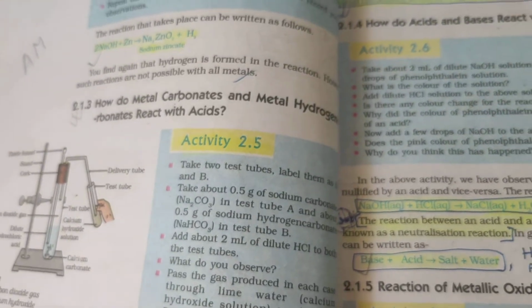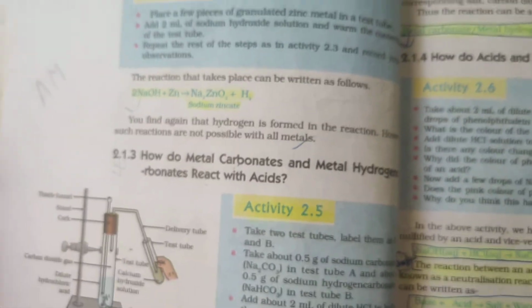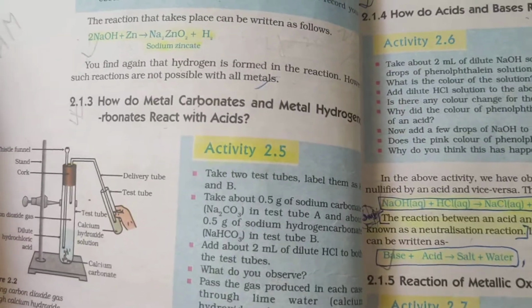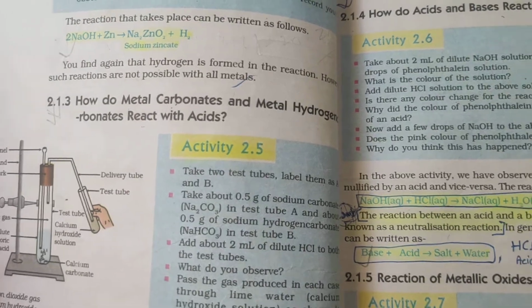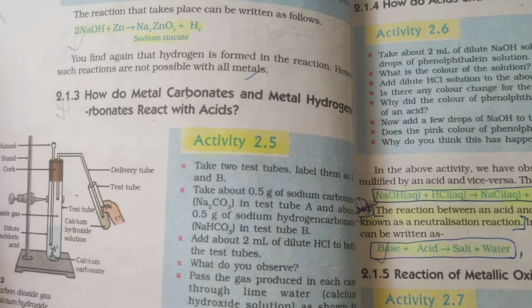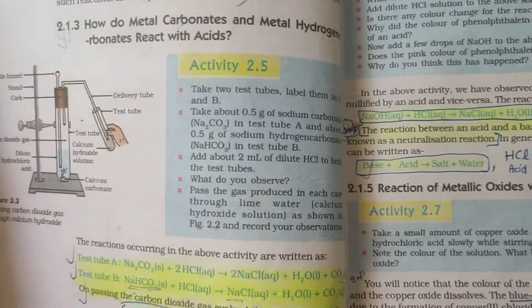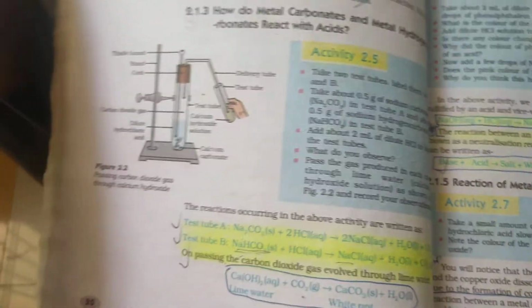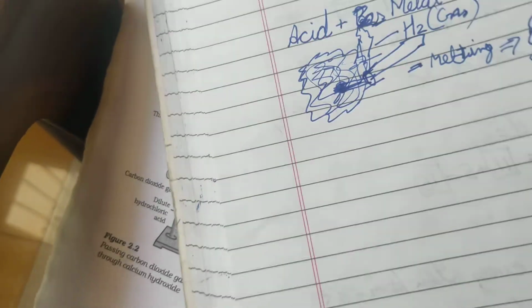Now moving on to metal carbonates and metal hydrogen carbonates reaction with acids. Before we go on to understanding how metal carbonates react with acids and metal hydrogen carbonates react with acid, first let us try to understand what they are. Metal carbonates are nothing but metal plus carbon dioxide, right? And metal hydrogen carbonates are metal plus hydrogen plus carbon dioxide. So you have to obviously remember these reactions. There's nothing else to it. You just have to remember it, plain and simple. But I'll tell you how you can remember it. It's actually very easy.